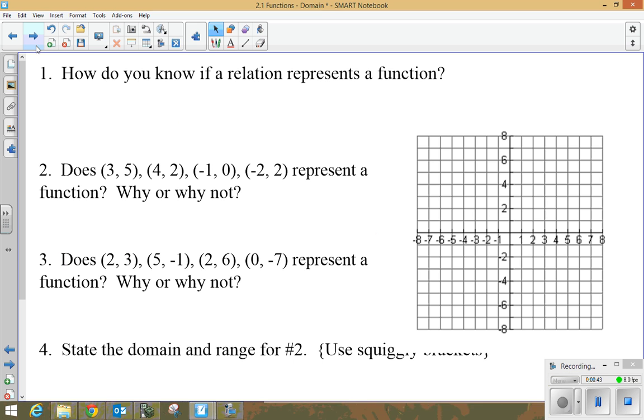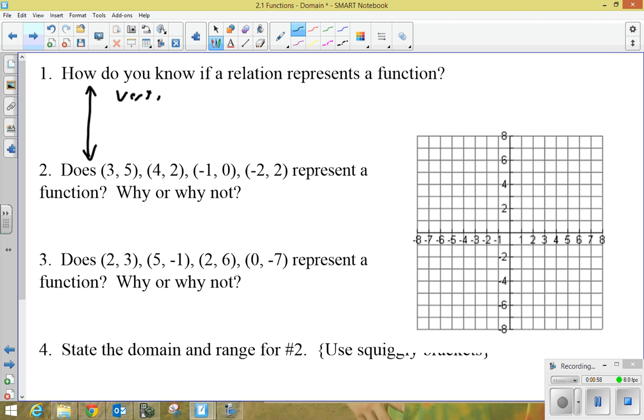All right, so how do you know if a relation represents a function? Well, you need to understand that if you think about it graphically, it must pass the vertical line test. In other words, if you lay a vertical line anywhere on a graph, it can only pass over one single point.